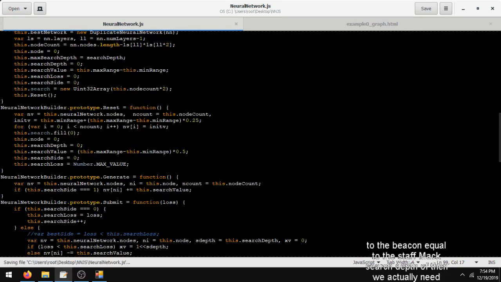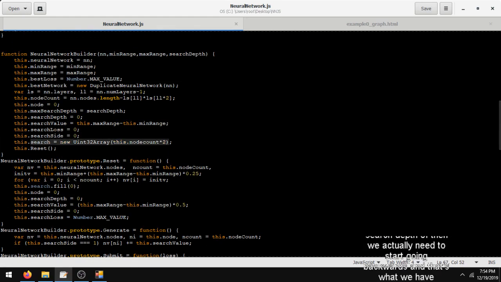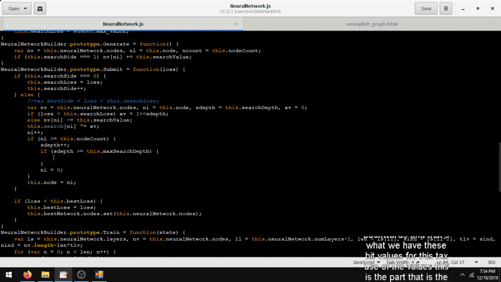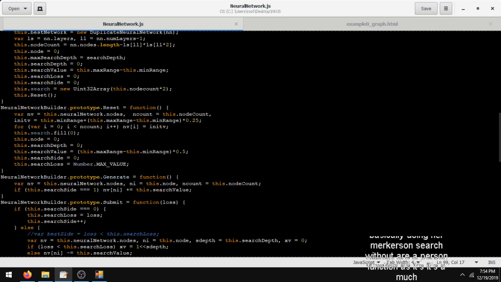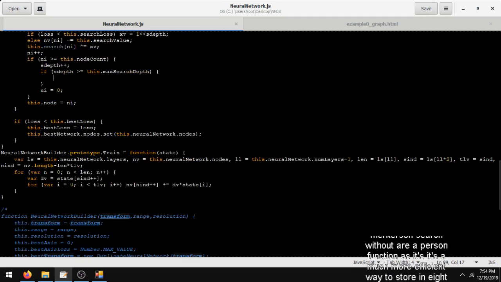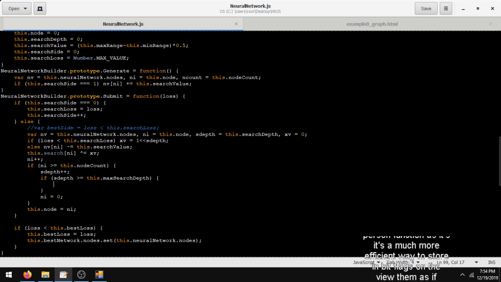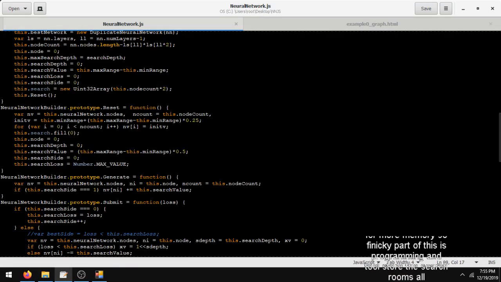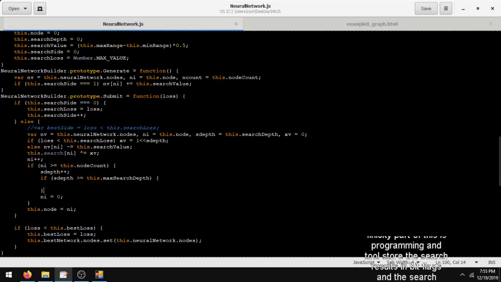then we actually need to start going backwards, and that's what we have these bit values for, this extra set of bit values. This is the part that is going to be very confusing for me, because it's basically doing recursive search without a recursive function, because it's a much more efficient way to store it in bit flags than if you did it as a function. It would be allocating on the stack, and it would be absolutely brutal on memory. So that's going to be the key part of this, programming it to store the search results in bit flags in the search position.